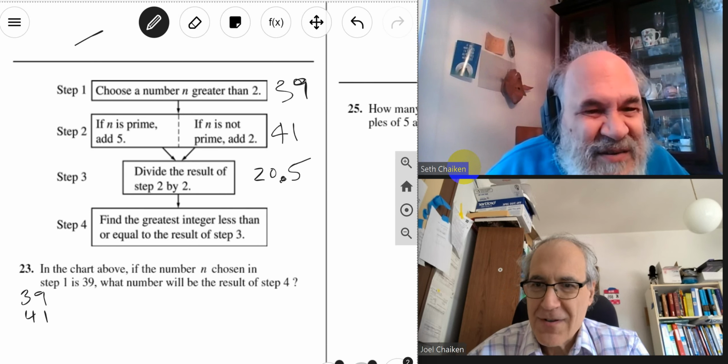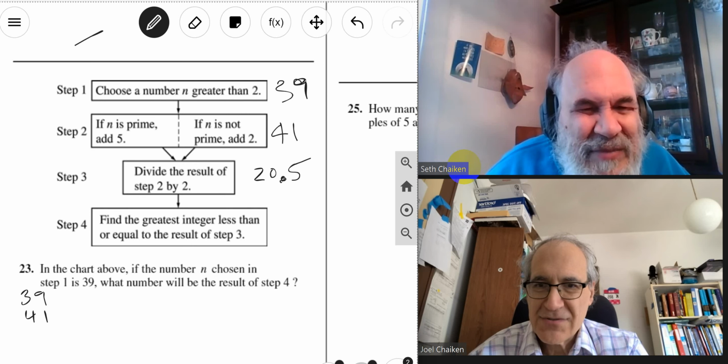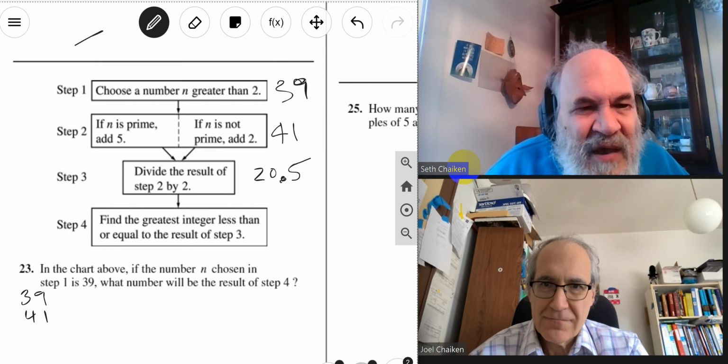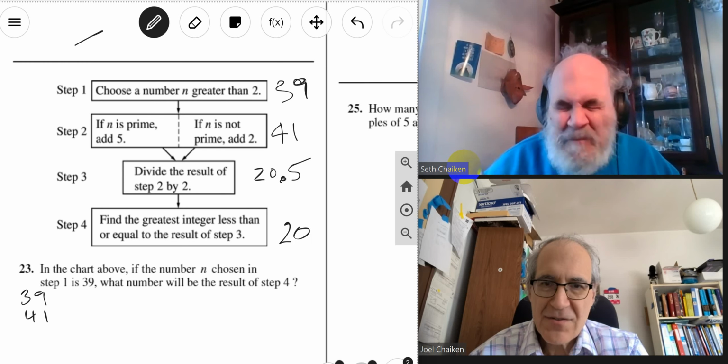Find the greatest integer less than or equal to the result in step 3. Well, 20, right? This number is between 20 and 21. Those are the integers near this number, and the greatest one that's less than or equal to this number is 20. So it looks like the answer is 20.